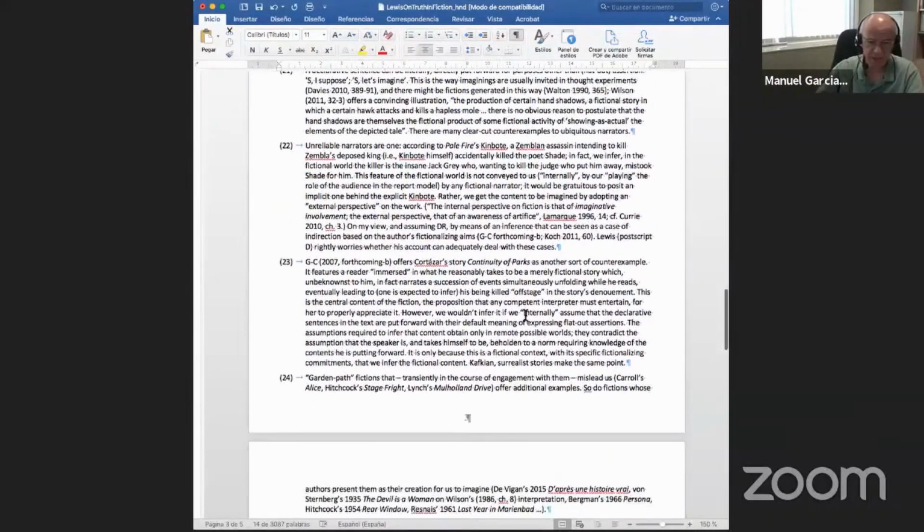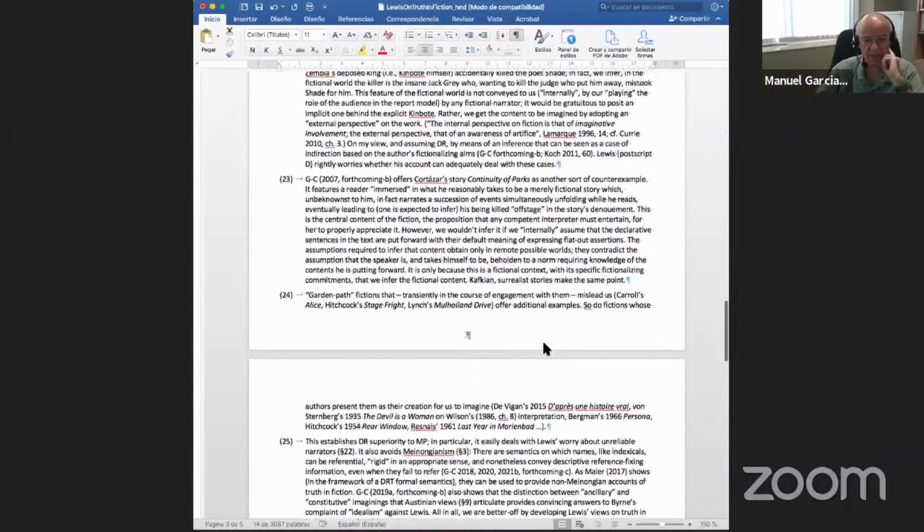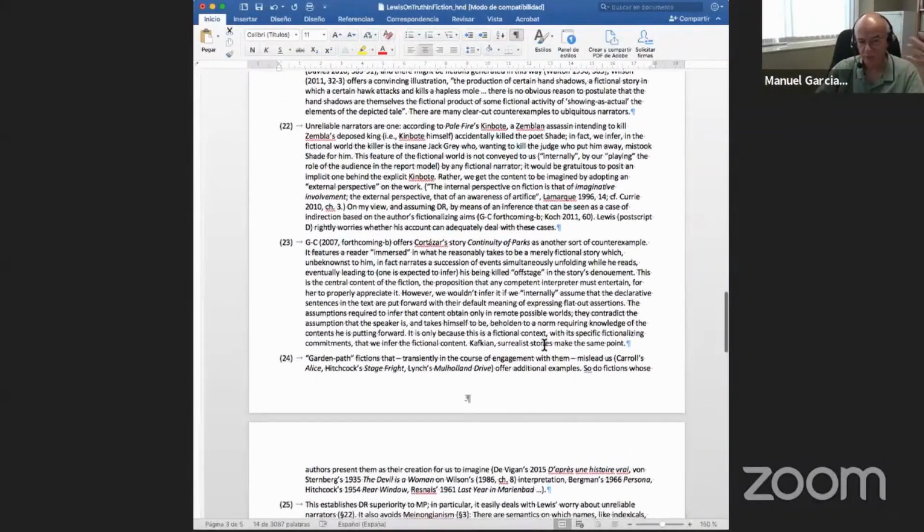Now, in the next three items in the handout, I mention real cases, so as not to just appeal to these intuitive cases. Three cases in which fictional content is given to us in this way, directly by a fictionalizer, which in my view show that DR is a better theory of fictions and textual discourse than the mere pretense account. So one of these cases is the case of unreliable narrators.